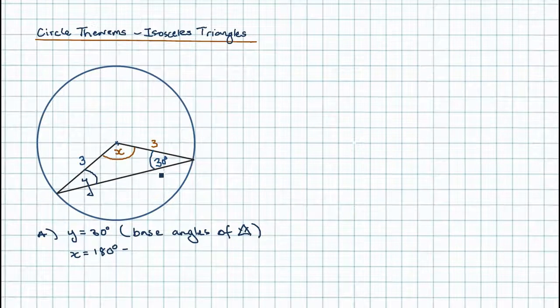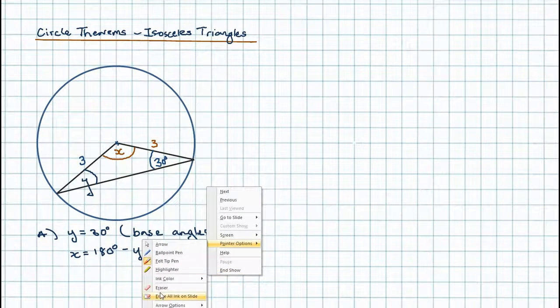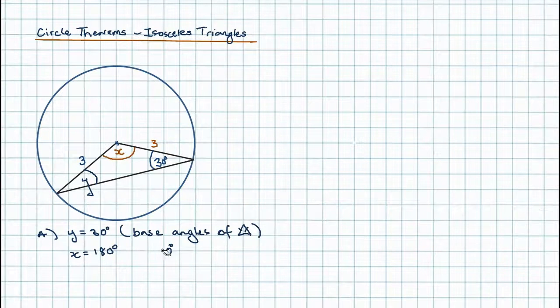minus y minus 30. Or you could have said 180 minus 2 times 30, which might have been slightly better. Let's do it that way. Okay.